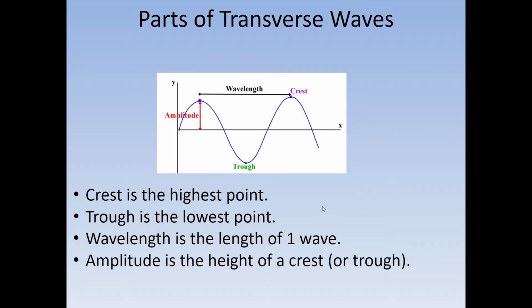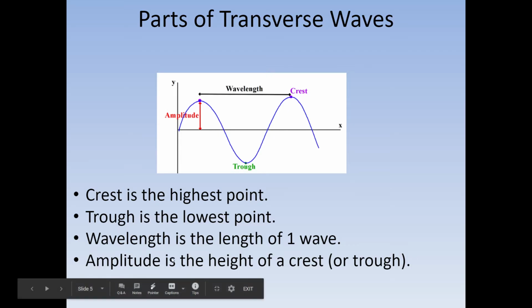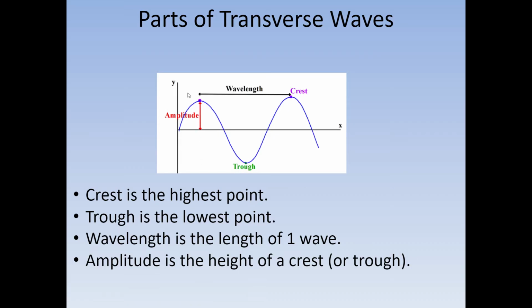These are the parts of the transverse waves that you learned about. The crest is the highest point. The trough, that's how it's pronounced, trough, is the lowest point. Wavelength is from one point to the next same point. So from crest to crest, and then trough to trough. And then amplitude is the height of a crest.